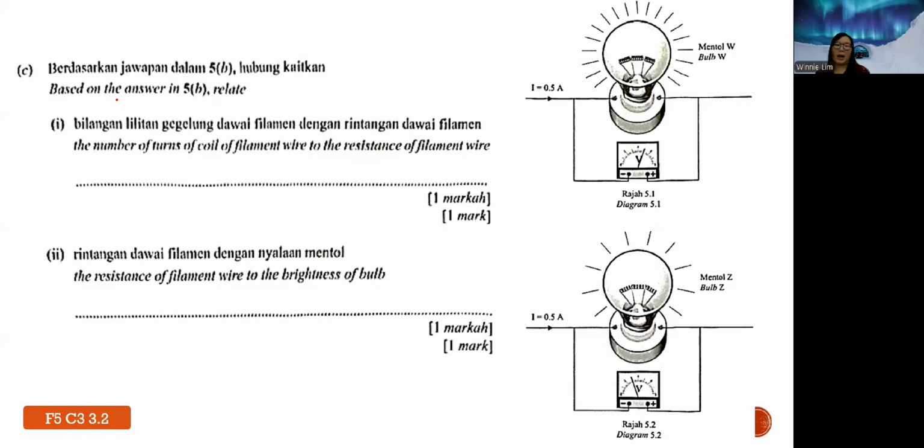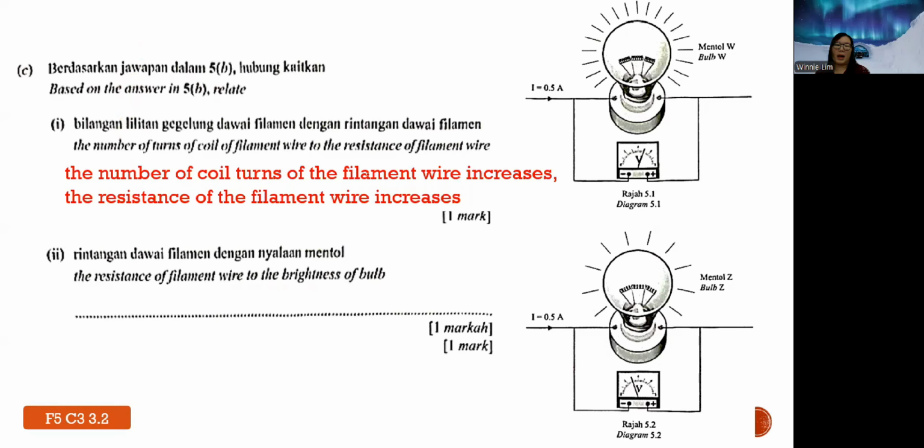Okay, lastly, the relationship. In relationship questions, if there is an increase, you can use directly proportional. Increase and decrease is inversely proportional. But if you always get confused, the safer way is to use the hypothesis way, where you say the number of turns increases, therefore resistance increases. Then the resistance of the filament wire increases, brightness increases. So this is the best way.